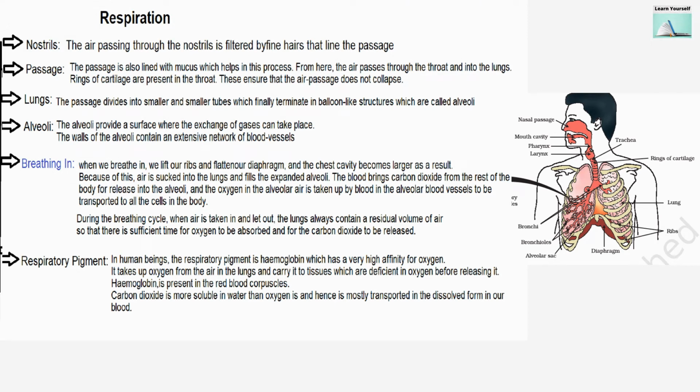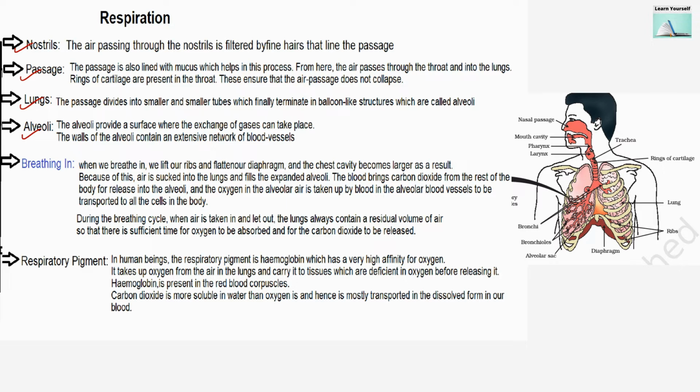Respiration is a very important process, as it gives us fresh oxygen and it is responsible for the gaseous exchange that happens in the lungs. Now, the nostrils, passage, lungs and alveoli are the important parts taking part in respiration, and they are responsible for the gaseous exchange. First, the nostrils. The air passing through the nostrils is filtered by fine hairs that line the passage. So the nostrils help to filter the air. Whatever particles go along with the air get filtered in the nostrils.